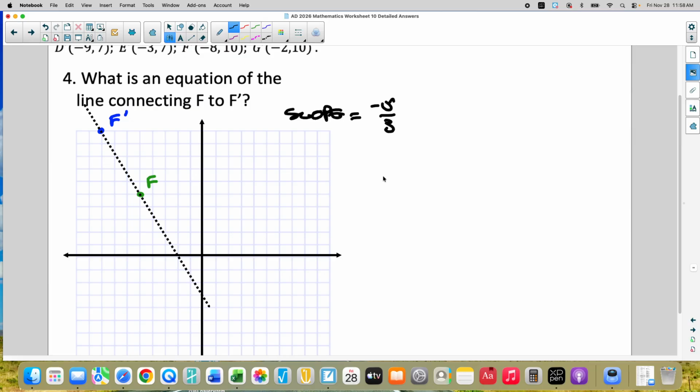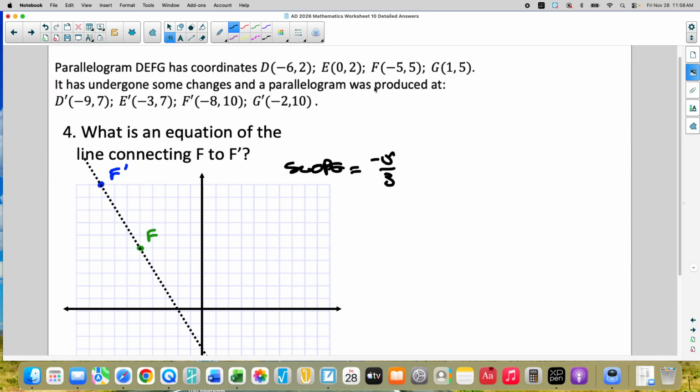I can do the thing again. I'm going to pick a point. Let's take the green f value. So we get y equals negative 5/3 x plus b. My y value is 5. My x value is negative 5, plus b. Ooh, so that actually looks a little ugly. That is not going to be clean, I guess.